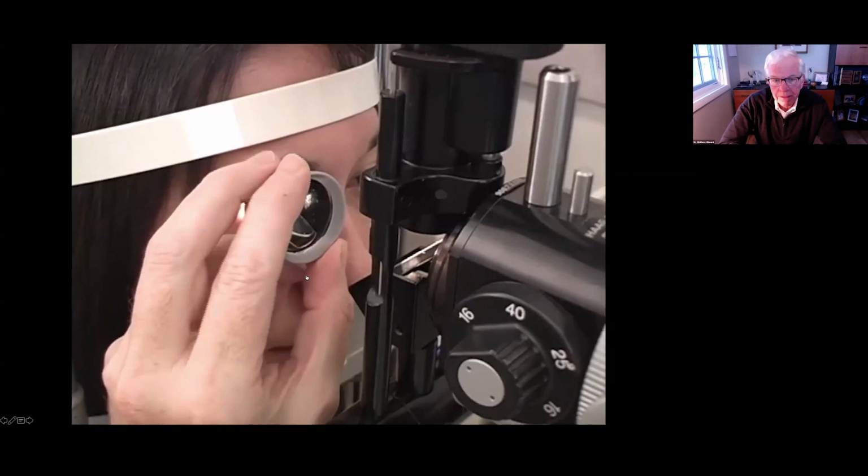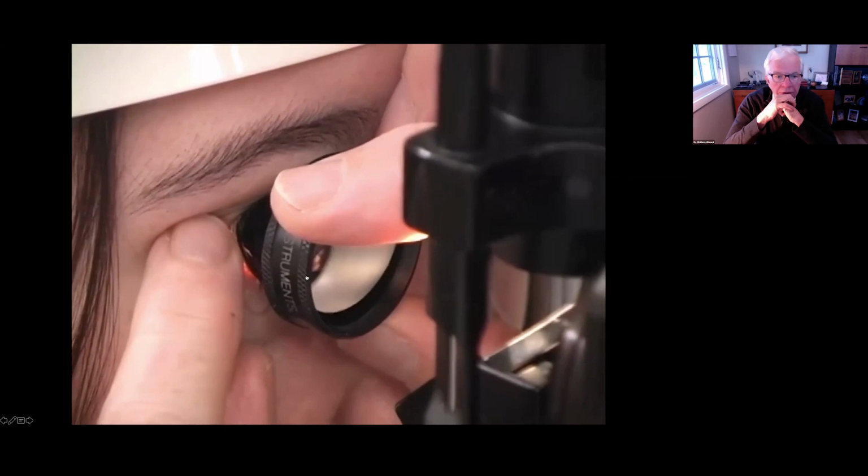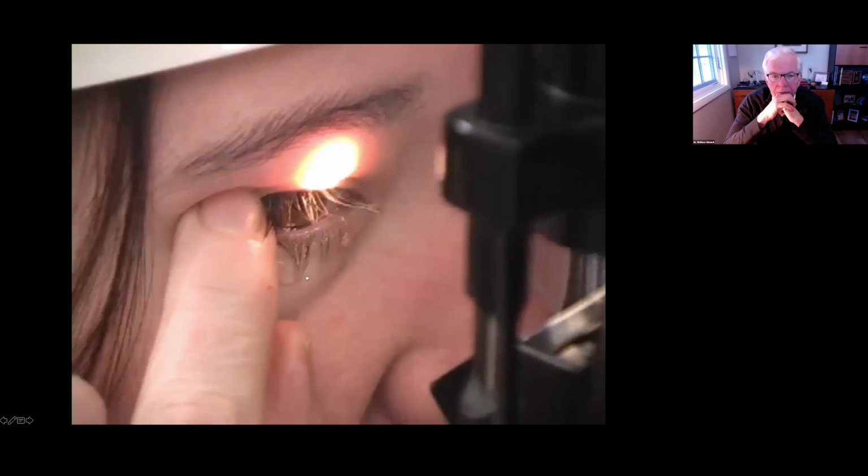All right, so I'm just turning this lens, and then obviously my other hand is on the slit lamp controls because you have to keep up with the lens. And I do think this is a better view with the three mirror lens. But I don't think it's enough better view to make me want to use it routinely. And then if it doesn't come off easily, push against the globe to break that seal.